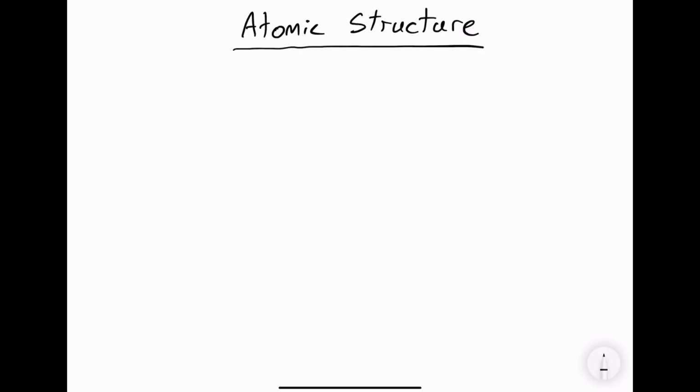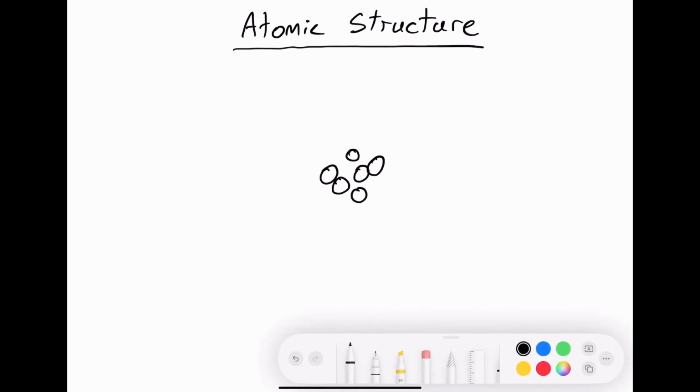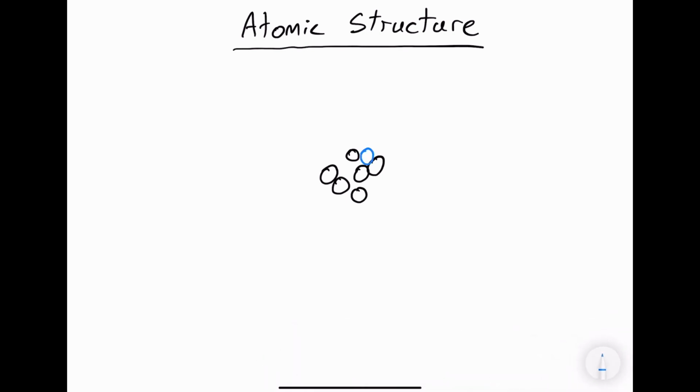In this video, we're going to look at atomic structure. Atoms have a central nucleus made up of protons and neutrons. So I'm going to use black to represent the neutrons and blue to represent the protons. And I'm going to use a positive symbol because protons are positive.